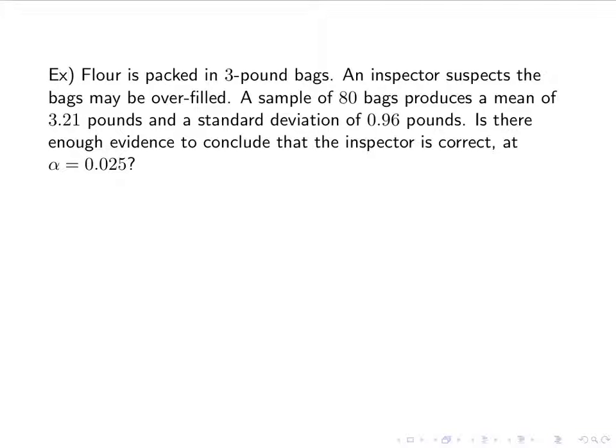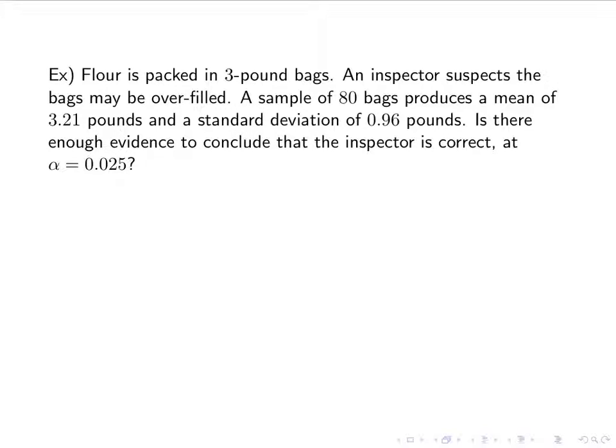So let's try this with an example. Flour is packed in 3-pound bags. An inspector suspects the bags may be overfilled. Okay, so right there, the inspector suspects the bags may be overfilled is telling us that the claim is that mu is greater than 3. So if we're claiming that mu is greater than 3, there's no equal sign in that, which means the alternative hypothesis must be that mu is greater than 3.